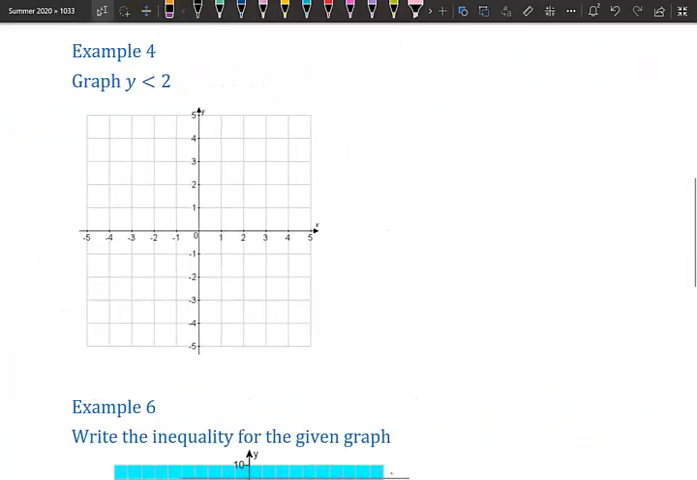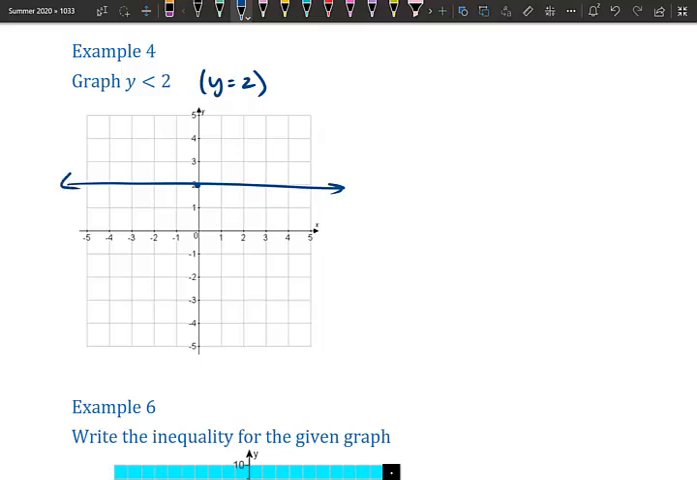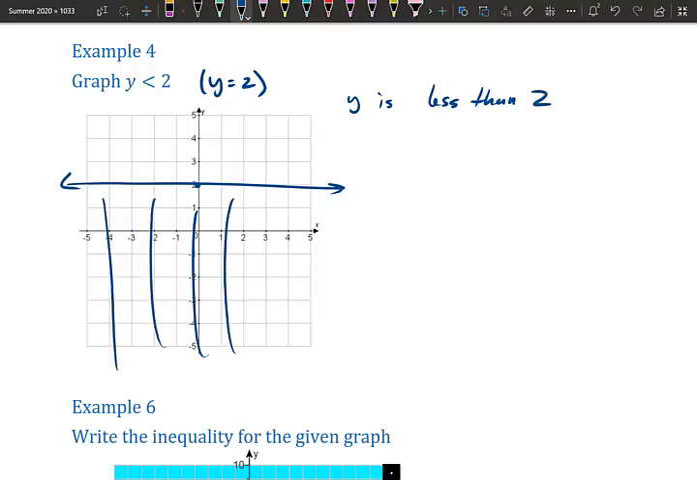Alright, we're going to graph y is less than 2. So we're going to pretend that this is y equals 2. So y is 2. Draw a line through it. And it says y is less than 2. So less than is down.